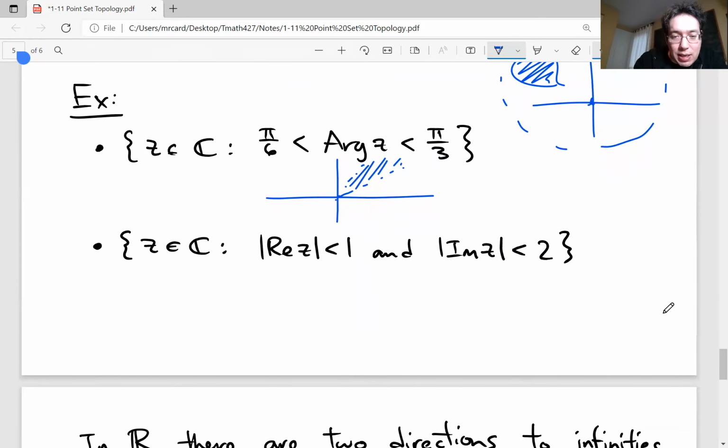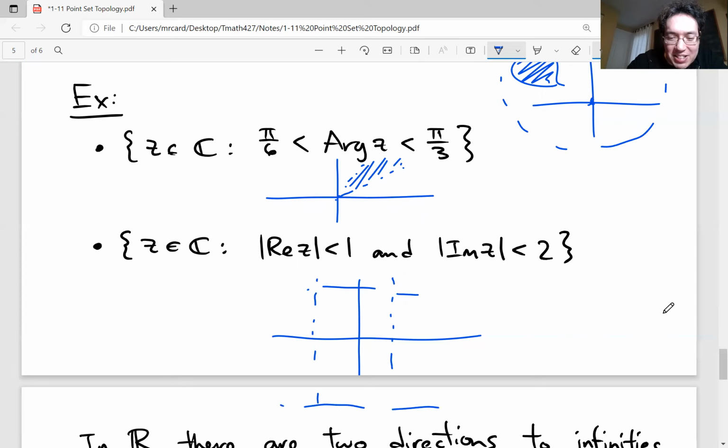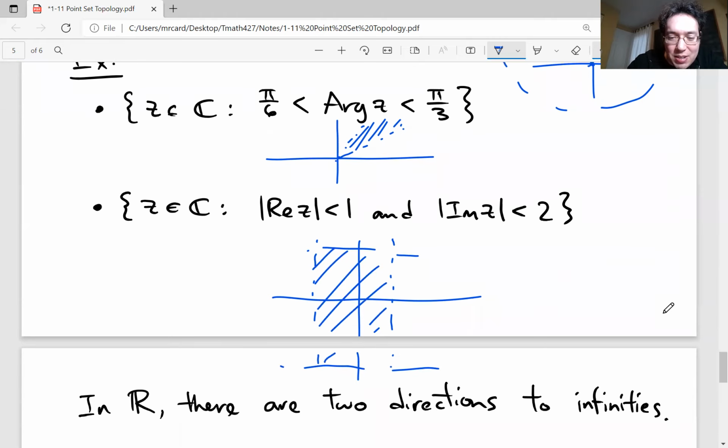Let's see, the second set: the absolute value of the real part is less than 1, and the imaginary part is between 2 and -2. Sorry, I spilled over to the next page. So I'm looking at a rectangular set like this. This looks to be open, connected, and bounded, right? If you draw a circle big enough, you can contain this rectangle within it.